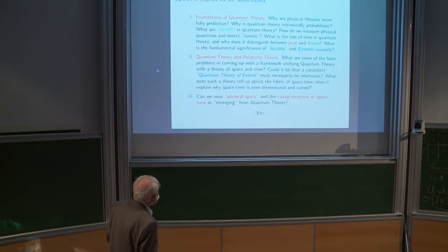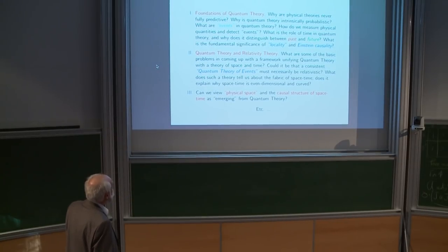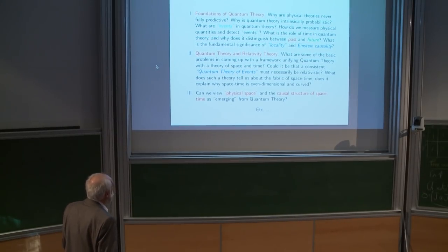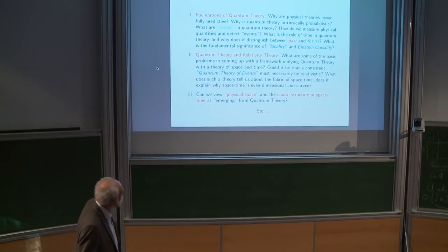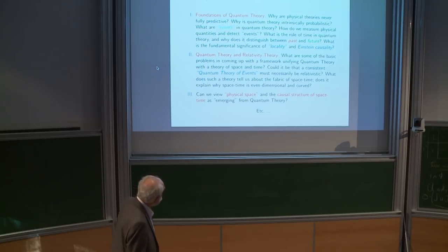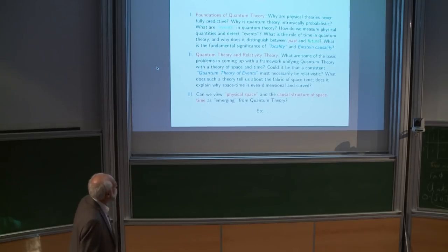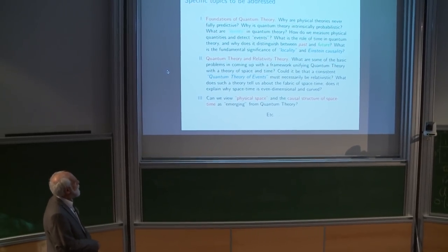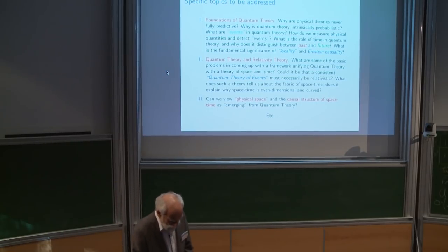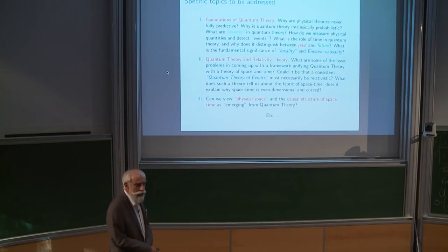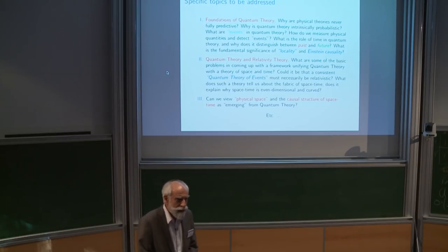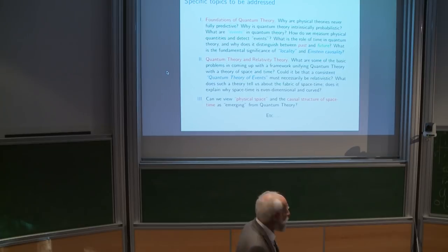Locality and Einstein causality, I already mentioned that. So, what are the basic problems in coming up with a framework that unifies quantum theory with the theory of space and time? Of course, I wish I knew the answer. I'm not quite sure what to say about it, but we will say a few superficial things about it. I tend to believe, and I will argue why, that a consistent quantum theory of events must necessarily be relativistic. I think non-relativistic quantum mechanics ultimately doesn't really make sense.